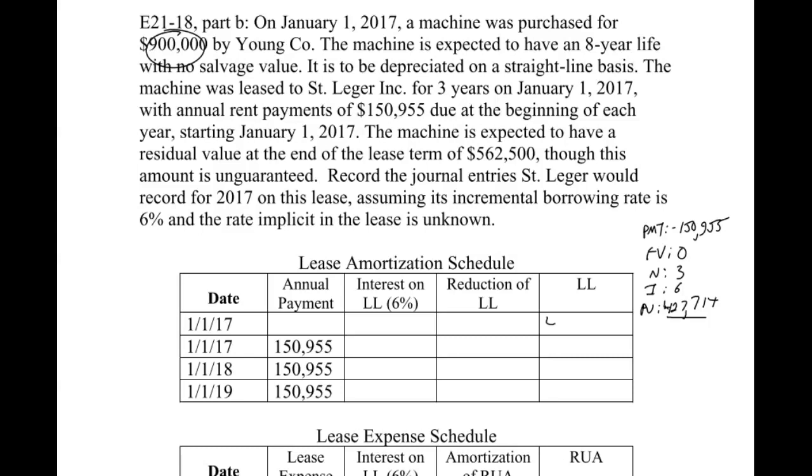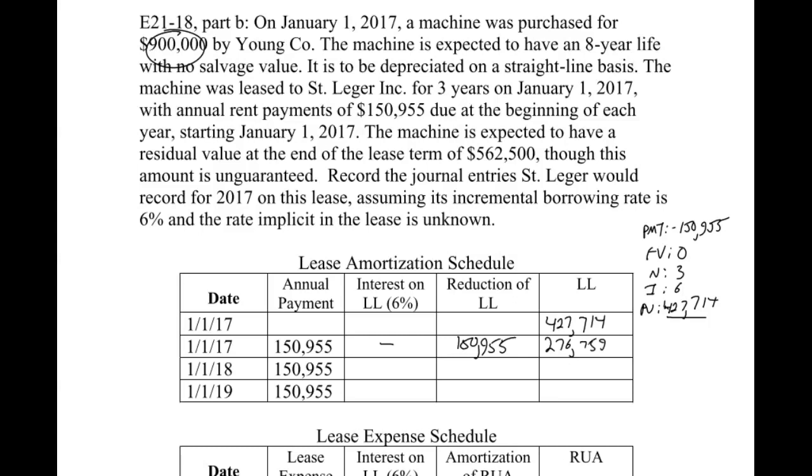But we still calculate the lease liability the exact same way, by calculating this present value. And then we still set up our table the exact same way. The first day there's no interest, so that means every bit of it goes to reduce the lease liability, so that brings us down to $276,759.